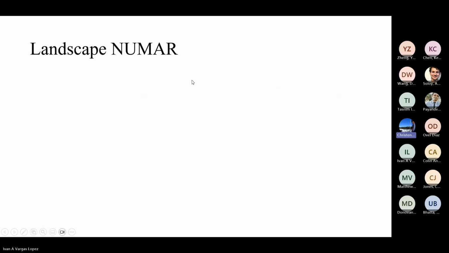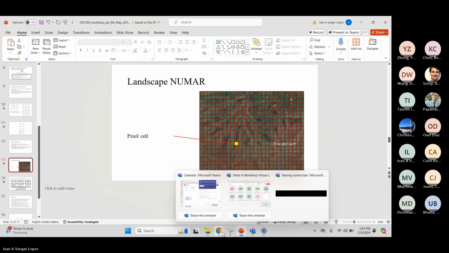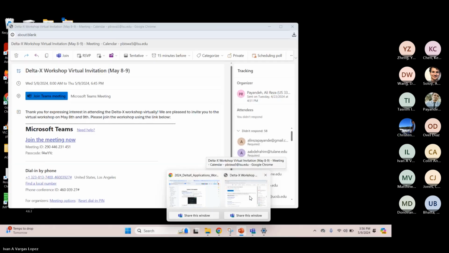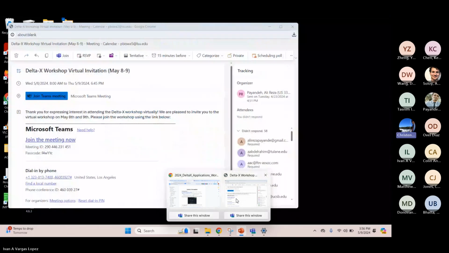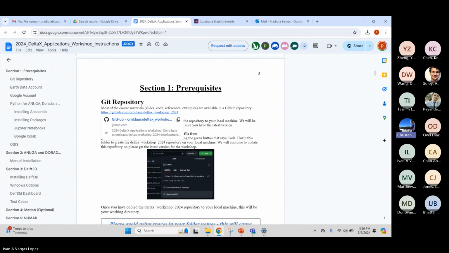So we're going to do the first example. This is the NUMAR unit model. Okay, cool. We're going to do it in Google Colab, but it will work on your computer if you have installed the NUMAR YAML file in Python.